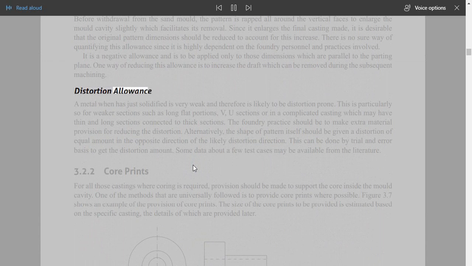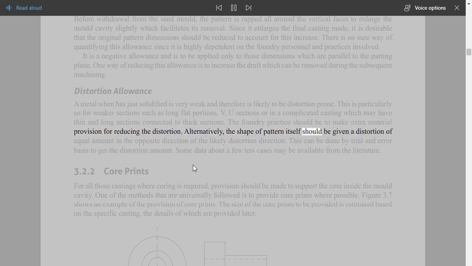Distortion allowance. A metal that has just solidified is very weak and therefore is likely to be distortion prone. This is particularly so for weaker sections such as long flat portions, V/U sections, or in a complicated casting which may have thin and long sections connected to thick sections. The foundry practice should be to make extra material provision for reducing the distortion.